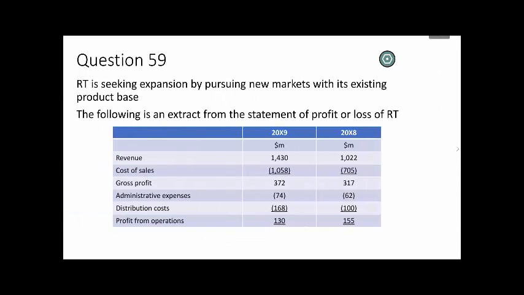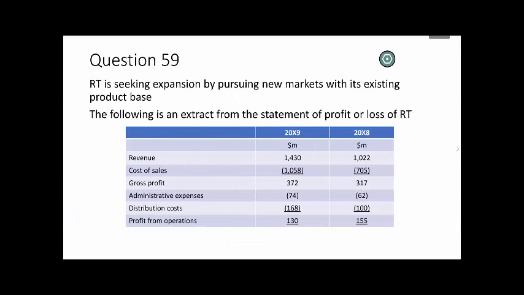So in order to answer that, we need to go back really and have a bit more of a detailed look at these figures. So yes, we can see that revenue has increased and cost of sales have increased with that. What we don't know is whether they're relative to one another. So what we'll do is go and calculate the gross profit percentage for each of these years by taking the gross profit and dividing it by revenue. If we do that, we should find that we've got a gross profit percentage of 26% in 20X9, where it was 31% in 20X8. So there has been a fall in gross profit margin.